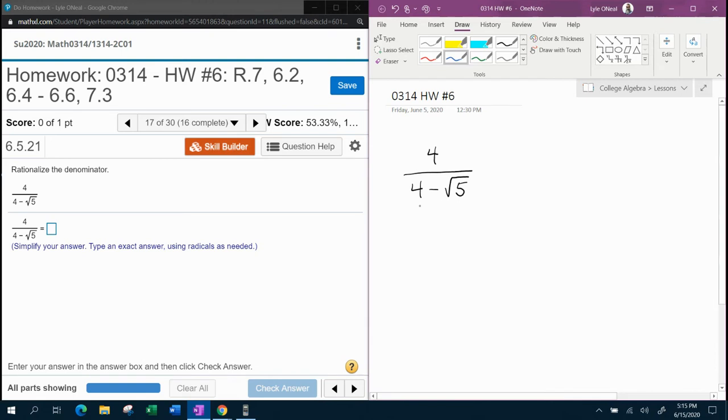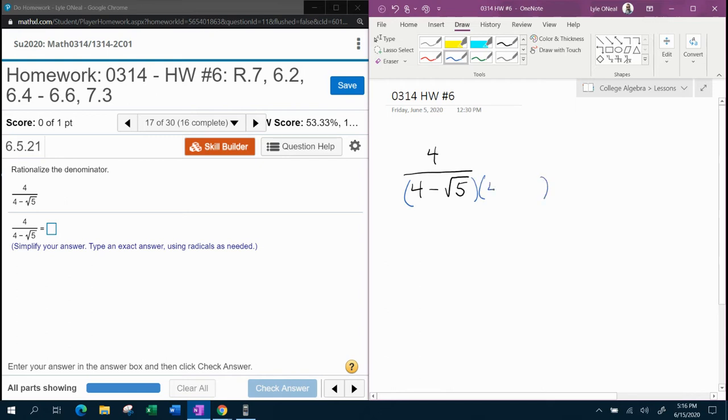Here we can see the denominator has two terms, one of which is a square root. And so there is a square root in the denominator, but there is another term down there as well. So we have a binomial denominator. And in order to rationalize the denominator when the denominator is a binomial, you have to multiply by something called the conjugate, okay? So what we're going to do is multiply the denominator by its conjugate.